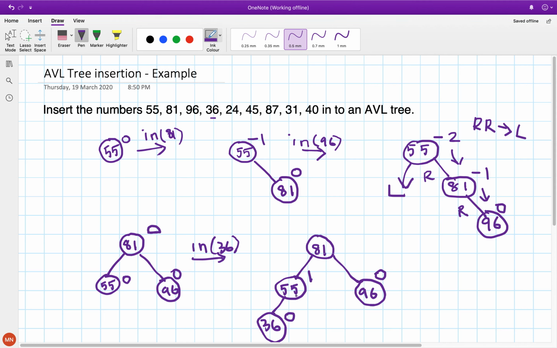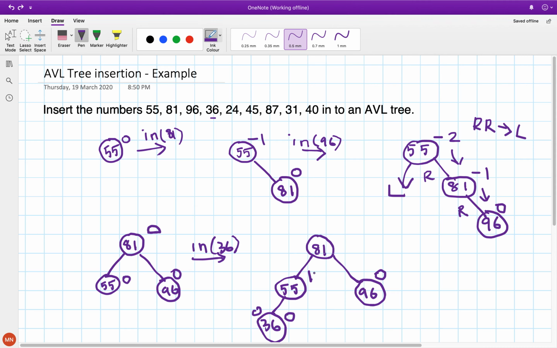Why 1? Because this has only one child, which has a height 0, this 36 has a height 0, and it doesn't have a right child, so you take the height of the right child equal to -1. So this is actually 0 minus -1 equal to +1.